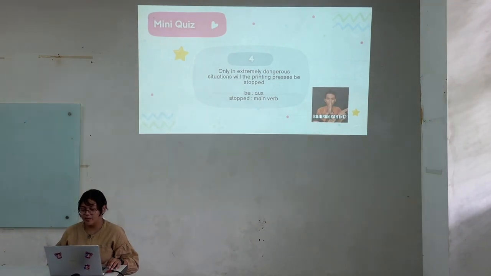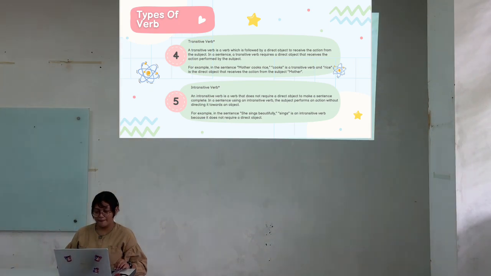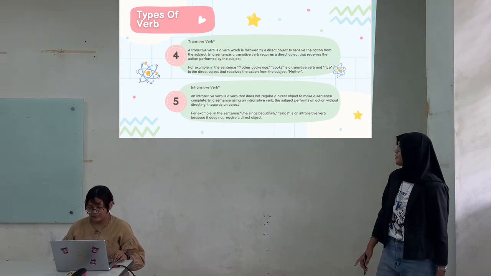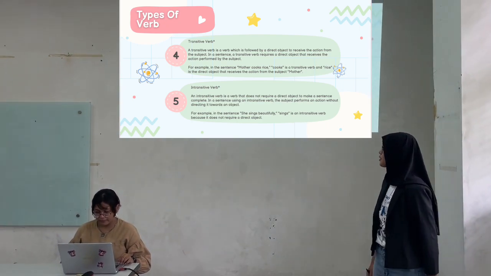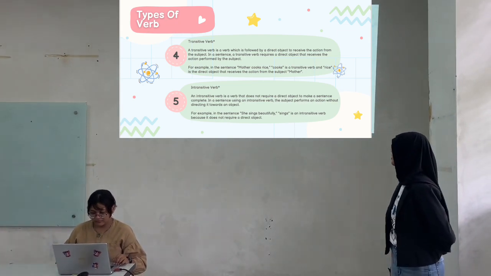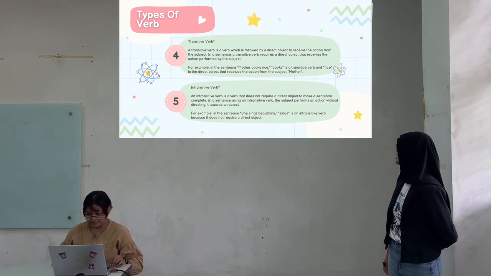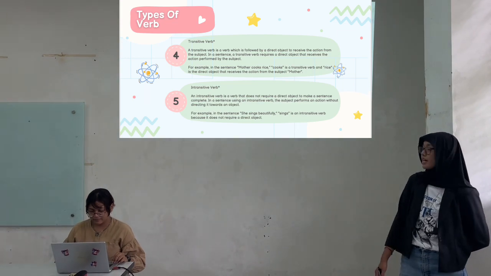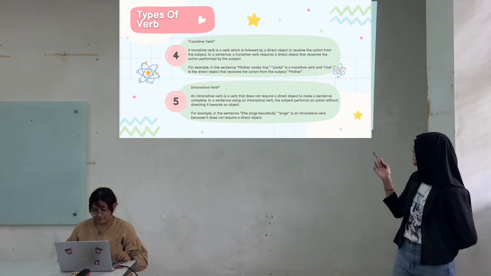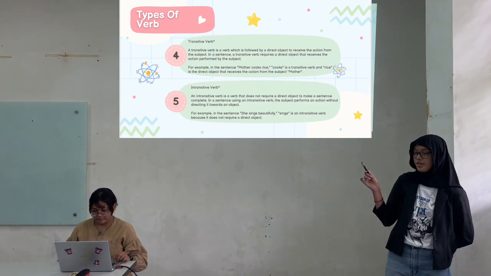Okay, Alia Chandra will continue with the types of verbs and examples of verbs. So we'll move on to the types of verbs. There are transitive verbs and intransitive verbs. So I will explain the transitive verb first. A transitive verb is a verb which is followed by a direct object to receive the action from the subject. In a sentence, a transitive verb requires a direct object to receive the action performed by the subject. For example, in the sentence mother cooks rice, cooks is the transitive verb and rice is the direct object that receives the action from the subject, mother.